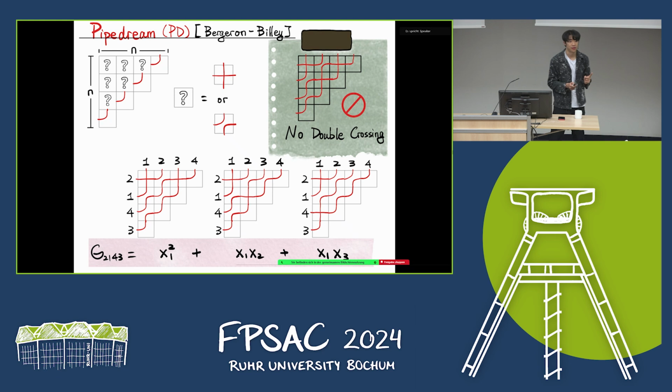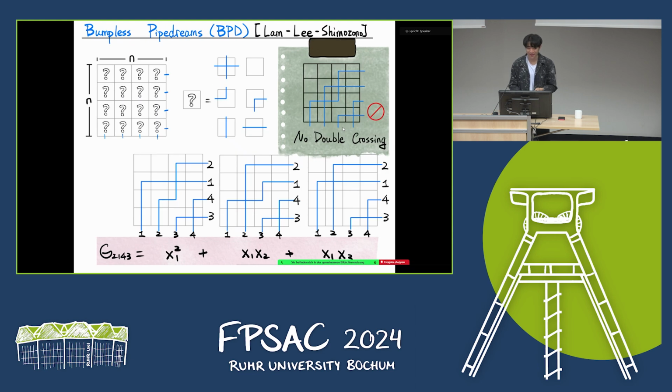That's the first method of computing the Schubert polynomial in today's talk. The second method is the bumpless pipe dream rule given by Lam, Lee, and Shimozono fairly recently. They now have a square grid, and the pipes go from bottom to the right. This time you have 6 different tilings, but as before, we don't want to see double crossings.